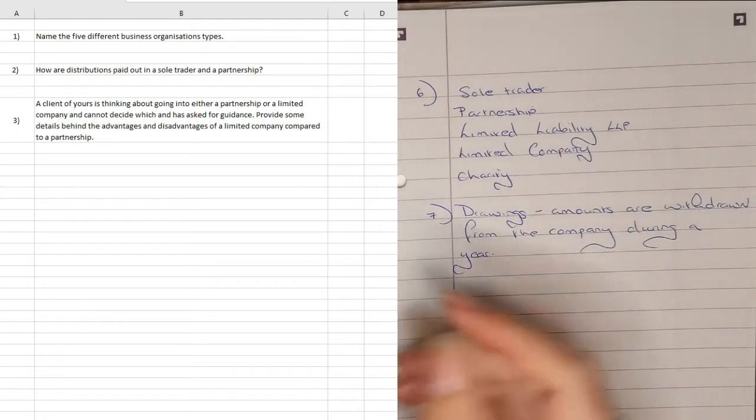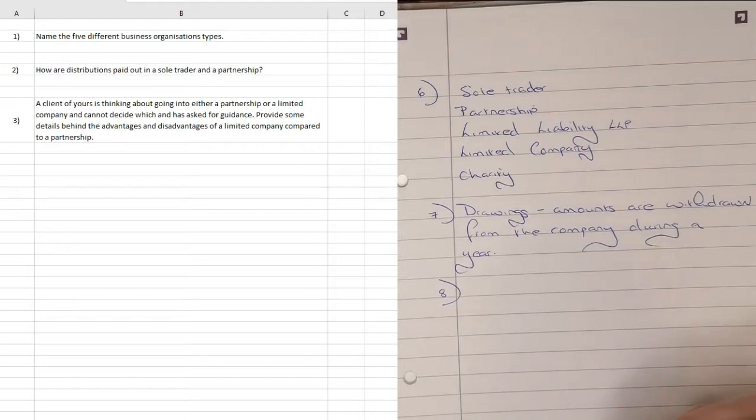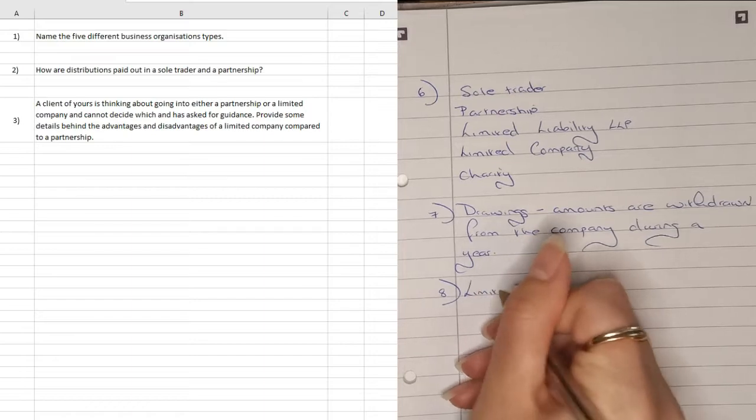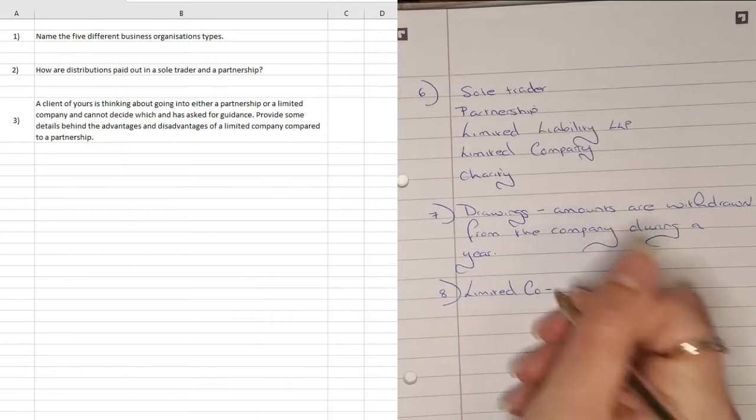So next, a client of yours is thinking about going into either a partnership or a limited company and cannot decide which and has asked for your guidance. Provide some details behind the advantages and disadvantages of a limited company. So we start with the limited company first.